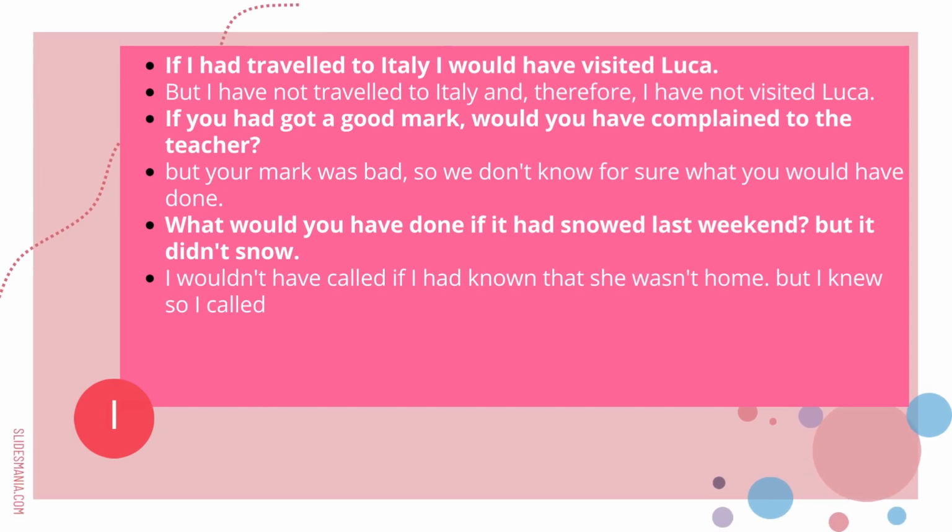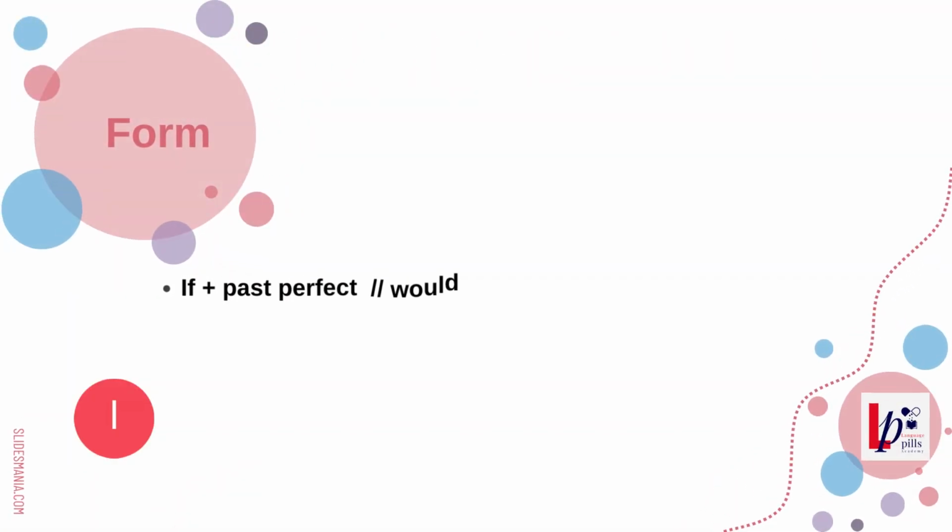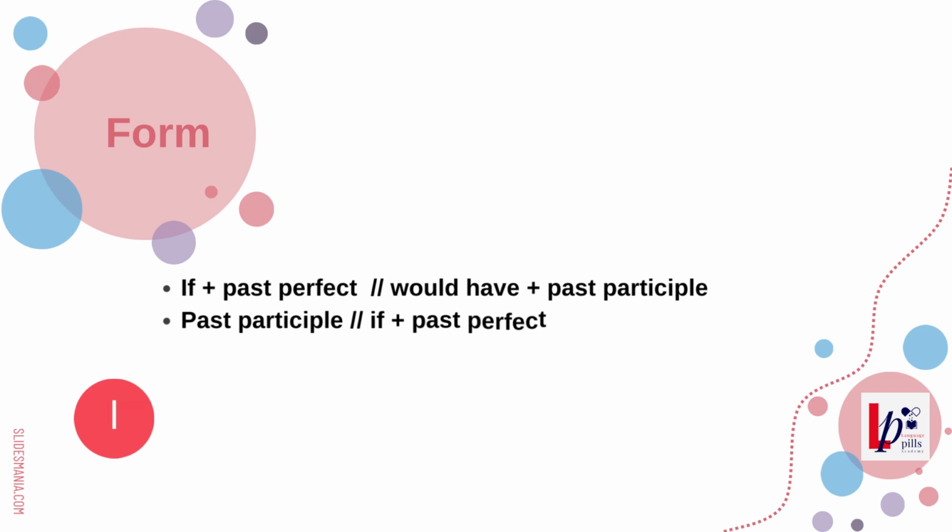If I had traveled to Italy, I would have visited Lucca. If you had got a good mark, would you have complained to the teacher? What would you have done if it had snowed last weekend, but it didn't snow? Now we have forms. If plus past perfect, would have plus past participle. Number two: would have plus past participle, if plus past perfect.